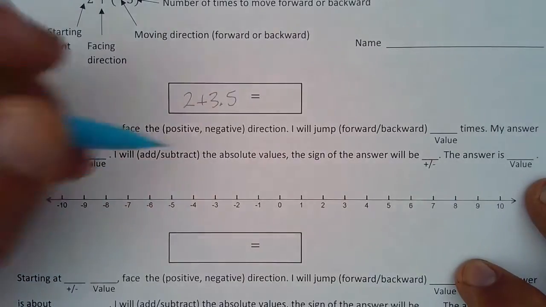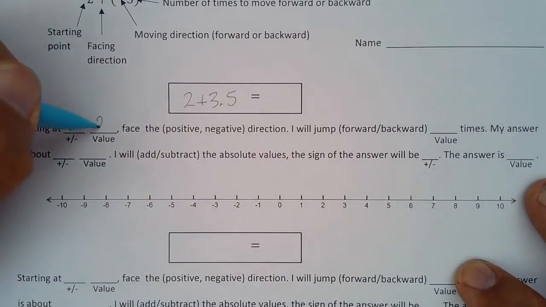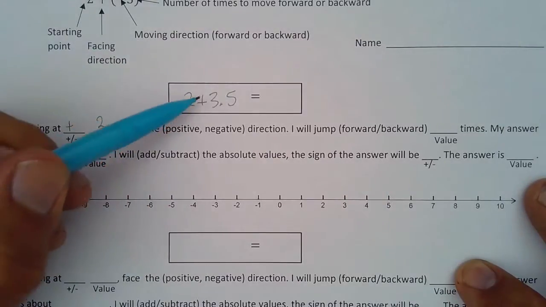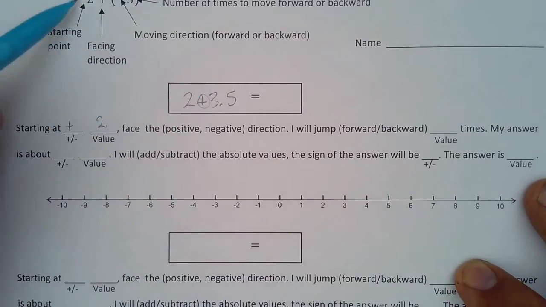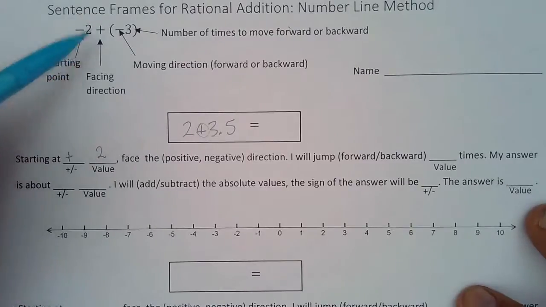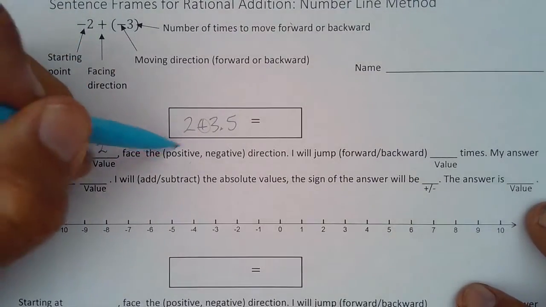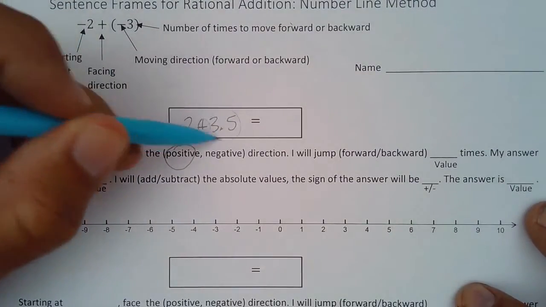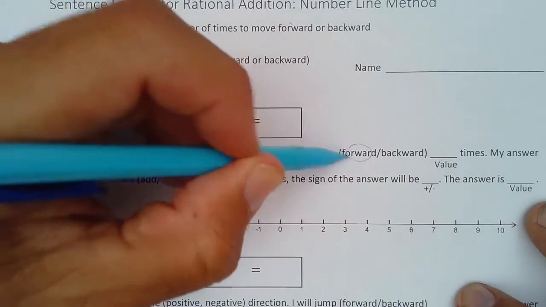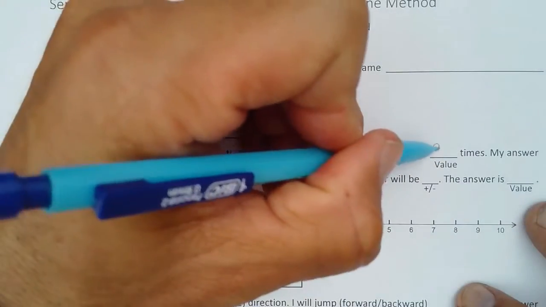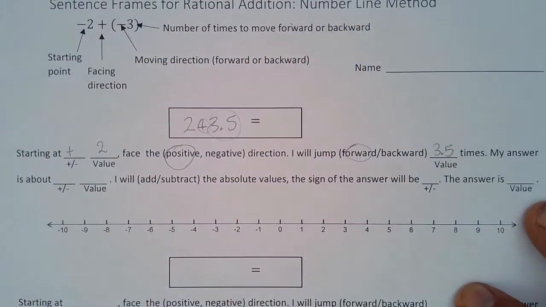Super easy starting. We start at positive 2. We're going to face the positive direction. This is our guide back from using regular integers. We're going to face the positive direction. And since that's a positive 3, I'm going to jump forward 3.5 times. My answer is about, well, let's see.